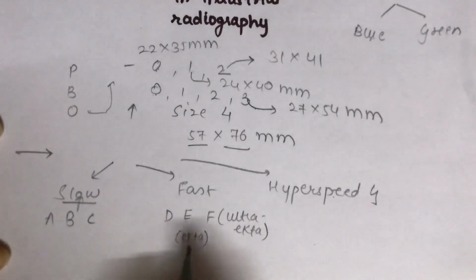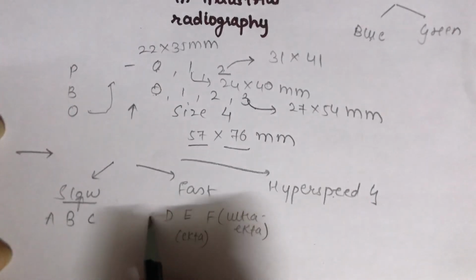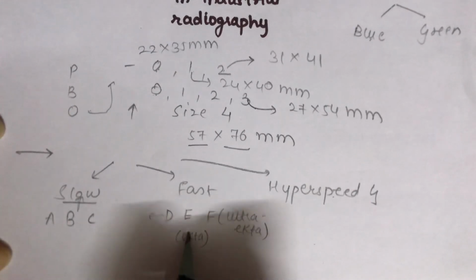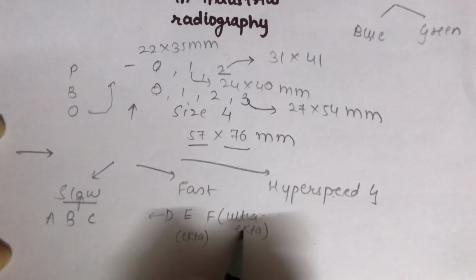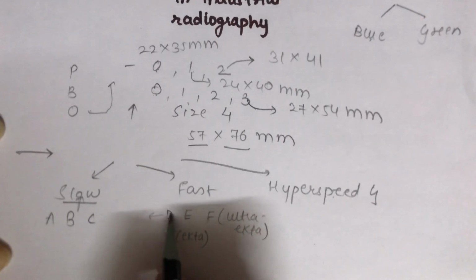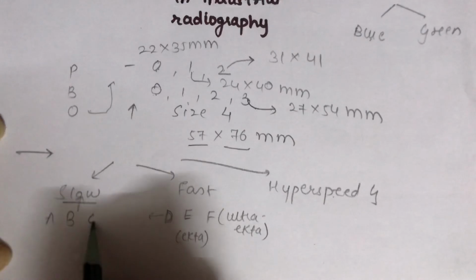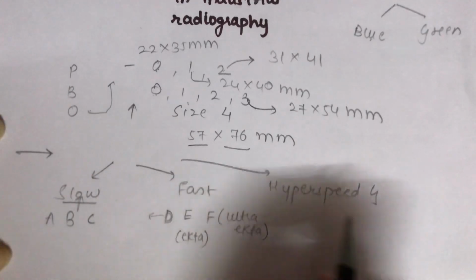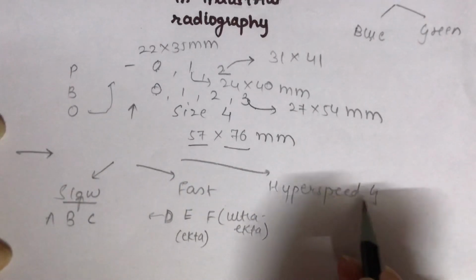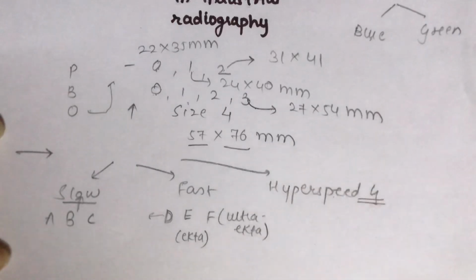D is known as ultra speed, E is known as ekta speed, and F is known as ultra ekta speed. These are the three types of your fast films. A, B, C are the slow, D, E, F are the fast, and hyper speed is G. So this is the fastest film, the hyper speed.